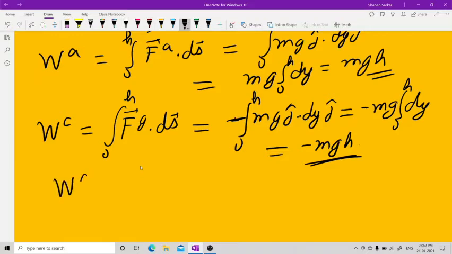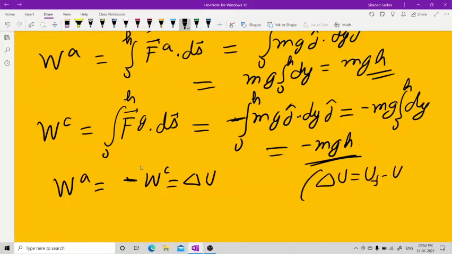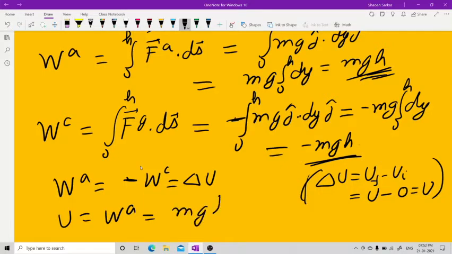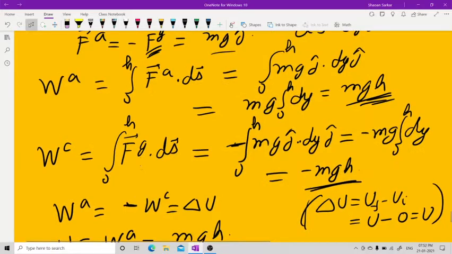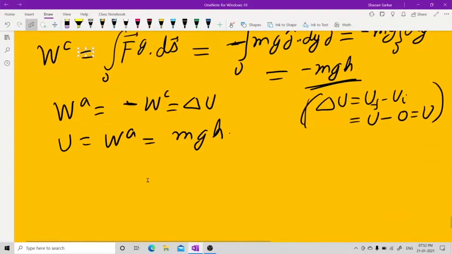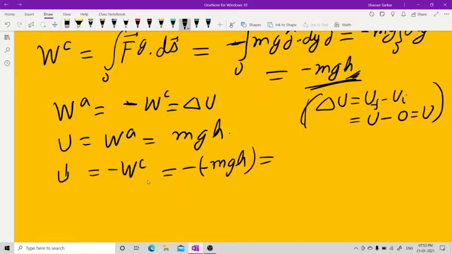Now you see, work applied minus work conservative is equal to delta U. Again we will take delta U as U final minus U initial. We will take the initial to be 0 and the final to be capital U. We will get capital U as earlier. So U would be WA, straight away you can write down the value, that is mgh. Now finding U from this expression of minus Wc, you put minus of minus mgh, you will again get mgh.